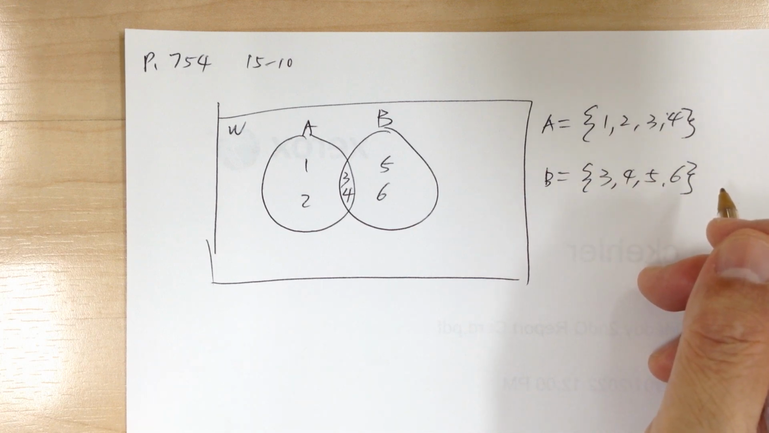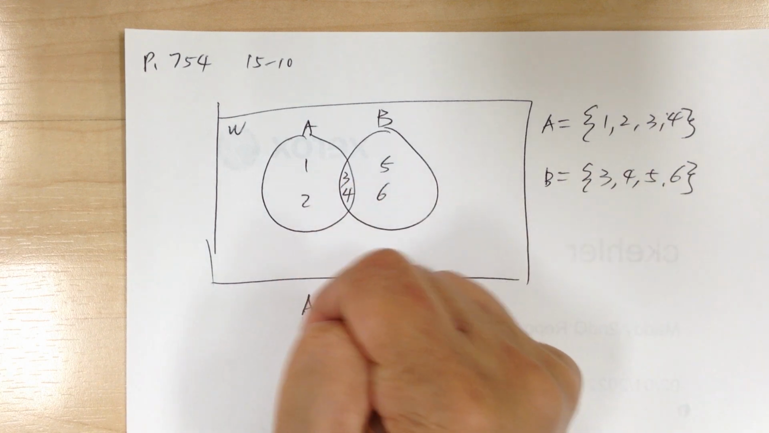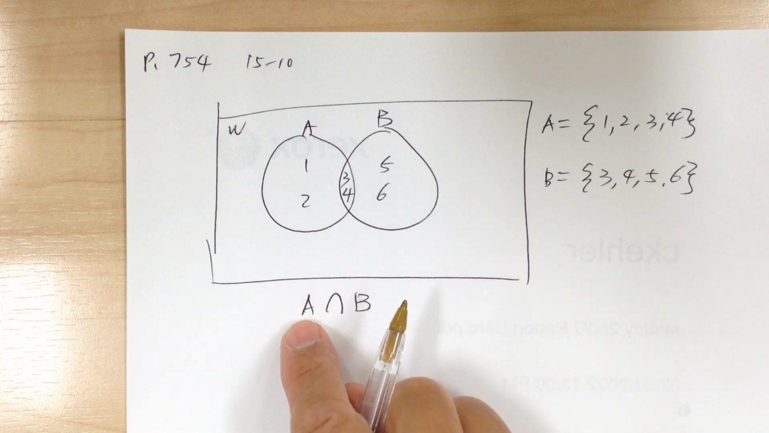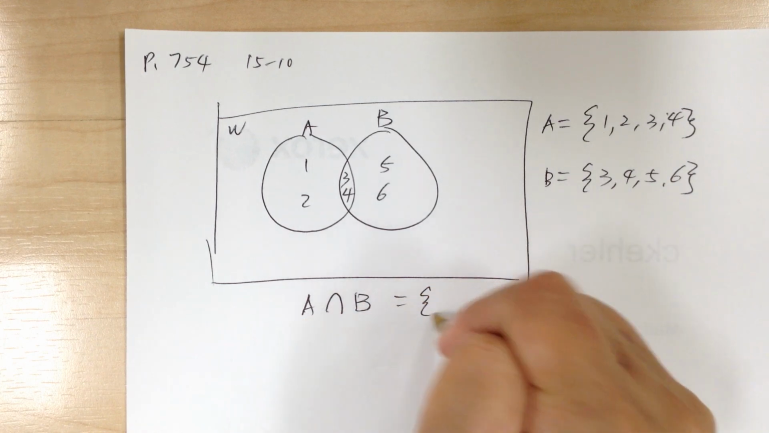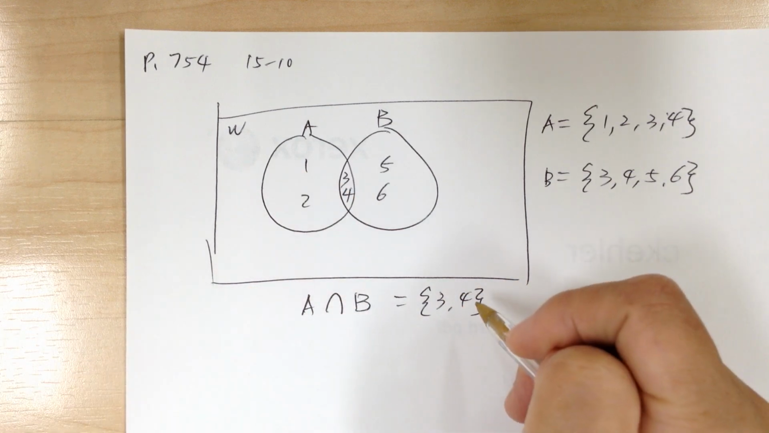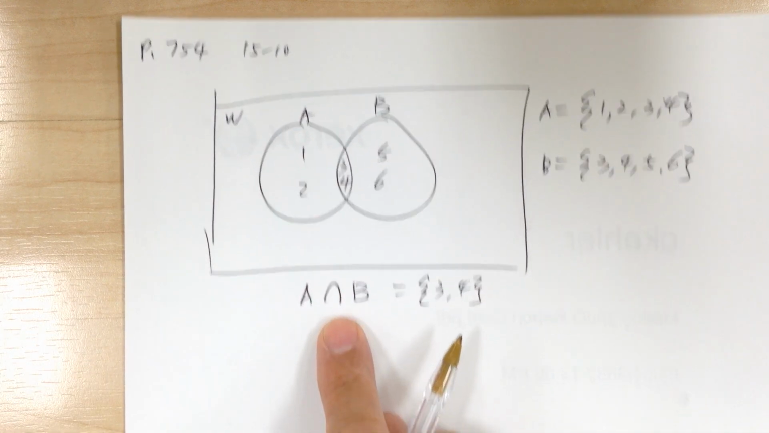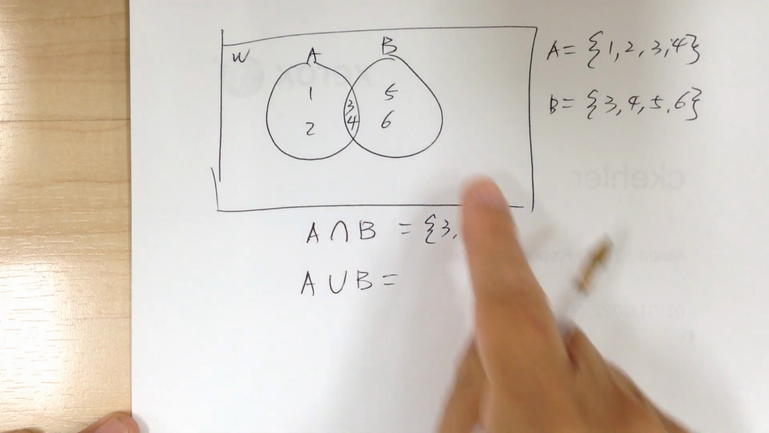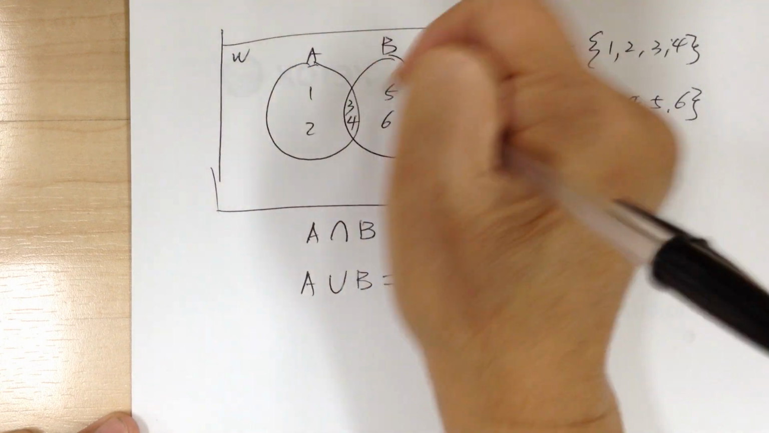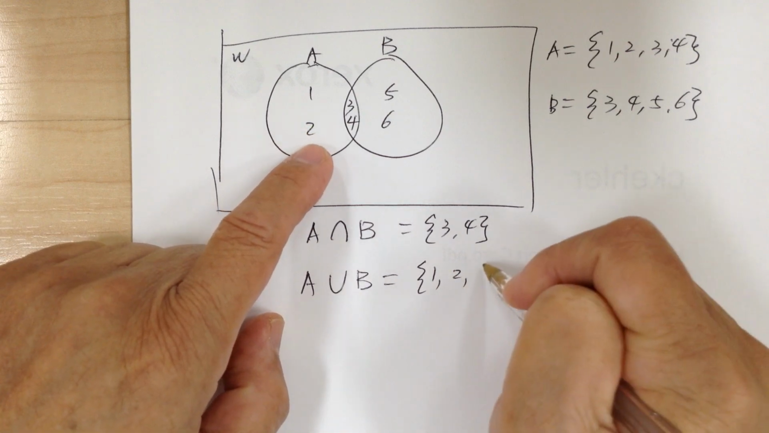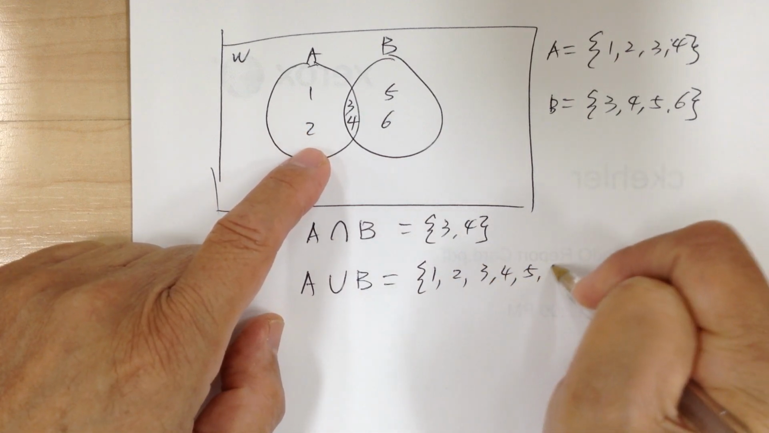If you're looking for the one that's in both, it's called A intersect B. The upside down U is intersection. That means it's in A and also in B. So this will equal the part that's in both A and B, which is 3 and 4. This is called the intersection. Now the union means you combine everything that's in A plus everything that's in B. So in this case, this will equal 1, 2, 3, 4, 5, 6.